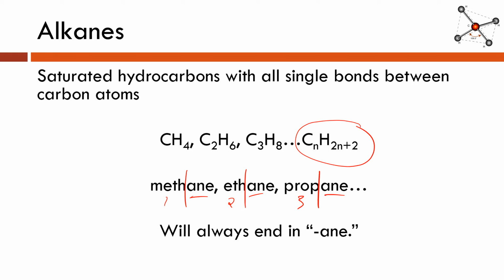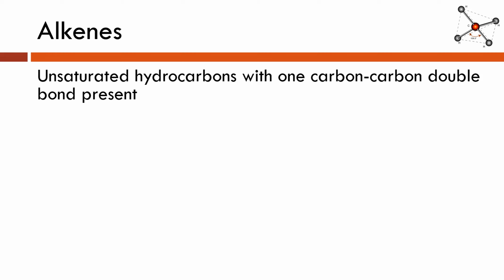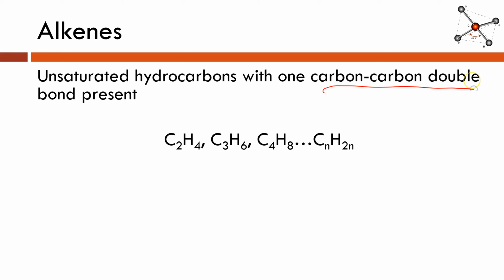There are other types of hydrocarbons as well. We can see unsaturated hydrocarbons, such as the alkenes. Alkenes have at least one carbon-carbon double bond present. There are some examples: C2H4, C3H6, C4H8. You'll notice there is no alkene with just one carbon. Hopefully that makes sense. We need to have a double bond present between carbon atoms, so there is no methene. They take on the general formula CnH2n.